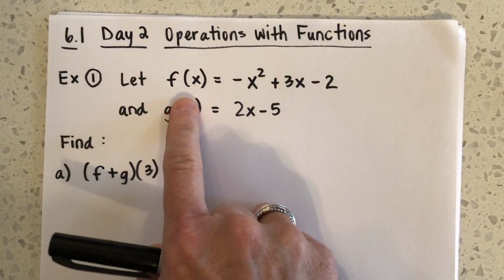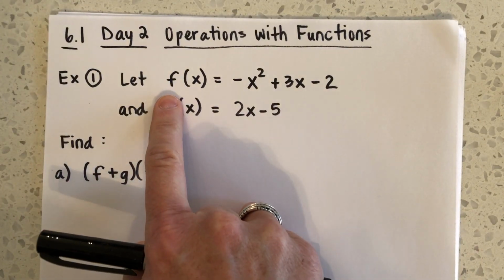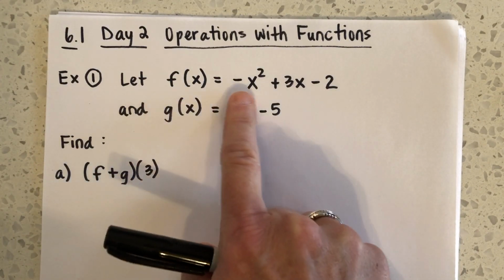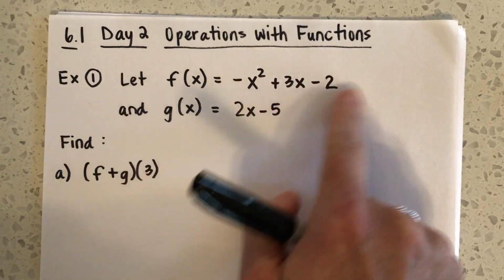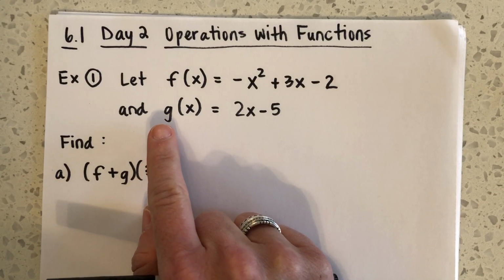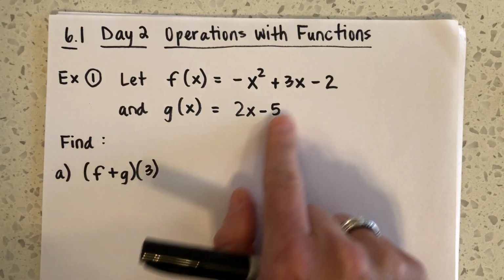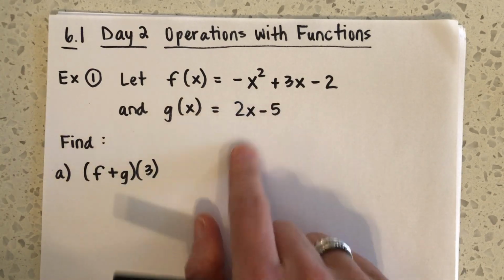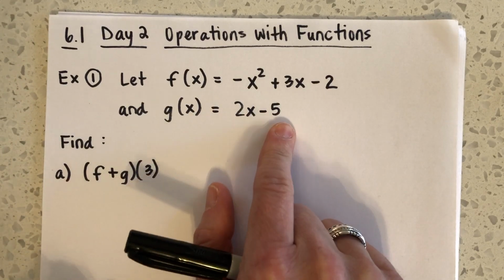They're still giving you an f of x function. So this is the function f. When you plug an x into it, this is the rule that it has to follow. This is what's going to happen to that input. All right, this is the g of x function. So this is the function g. When you plug an x in, this is what's going to happen to that x value. You're going to plug it in, times it by 2, and minus 5.